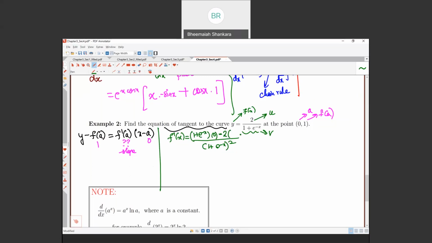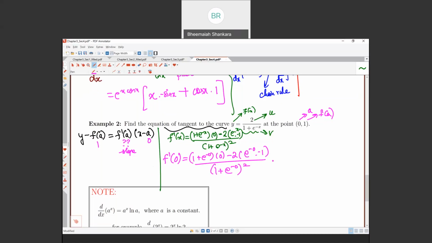Now differentiate the denominator. Derivative of 1 plus e to the negative x. Derivative of 1 is 0. Derivative of e to the negative x is the same, e to the negative x. But you want to differentiate the negative x again, so you get a negative 1. Chain rule of differentiation. So now you evaluate this expression at a. A is your value 0. So f prime(0) is (1 plus e to the negative 0) times 0, minus 2 times e to the negative 0, times negative 1, divided by (1 plus e to the negative 0) squared.